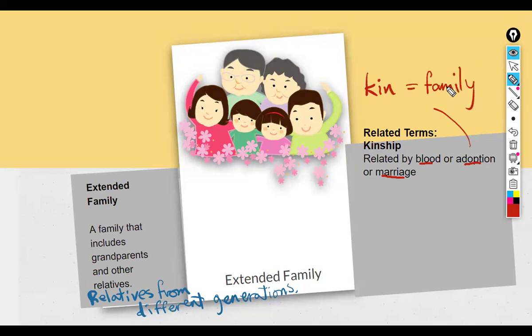So in the extended family, the people who live there are your kin. Kin remains as kin in plural form, we don't say kins. As well as in the nuclear family, or in any kind of family, people in the family are kin to each other.